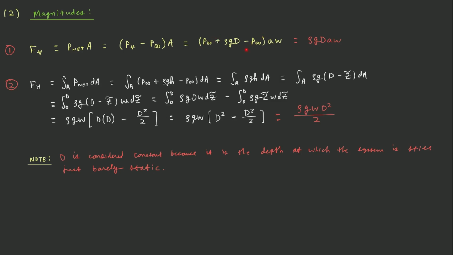The P infinities cancel, and you end up getting rho g d times AW, where AW is that area A, the area of that bottom face, assuming its width is W. So that's not too bad. FH is a little bit more complicated.